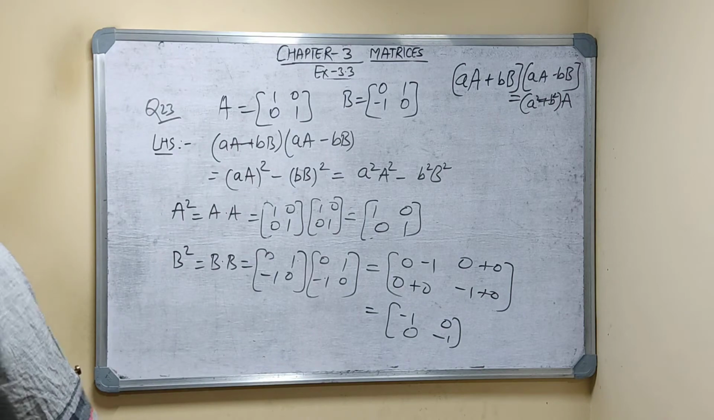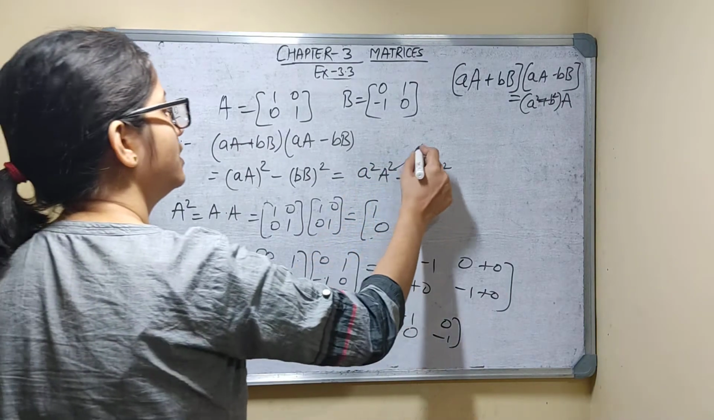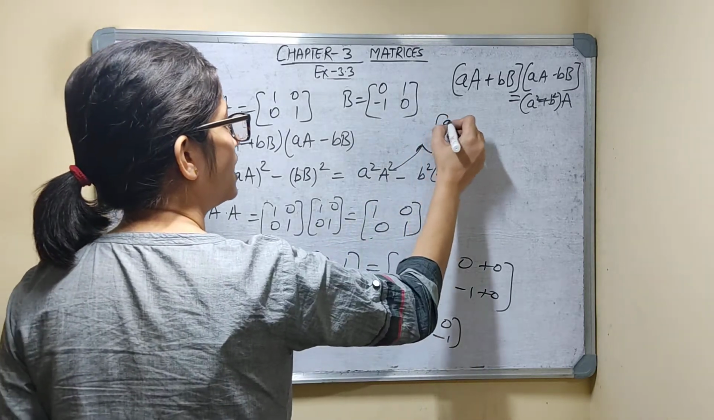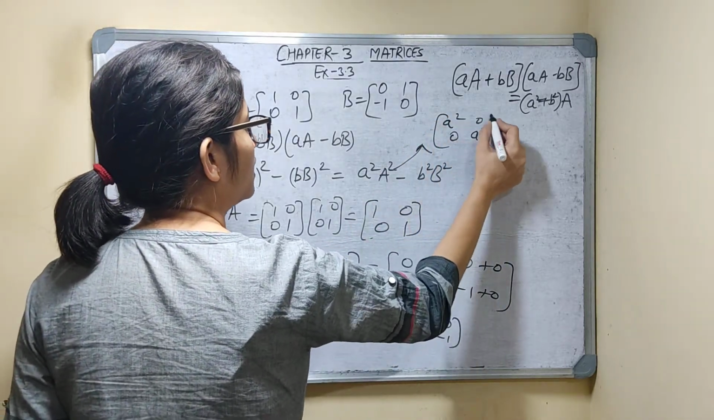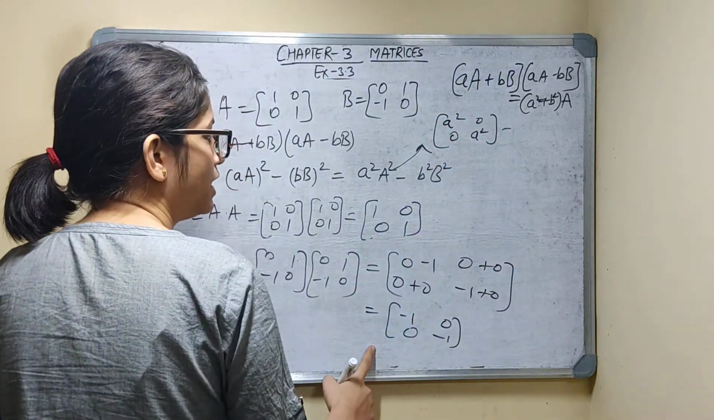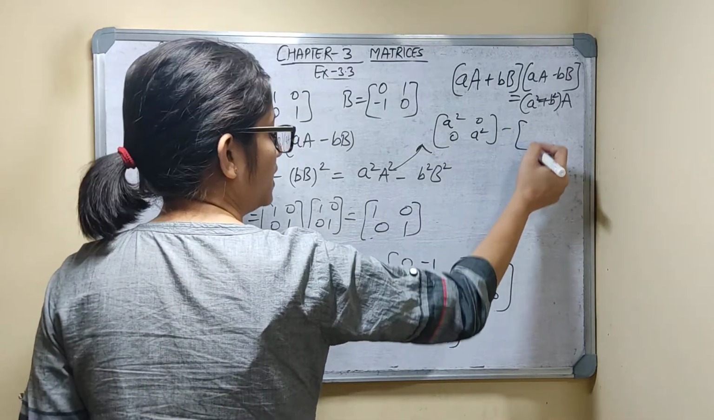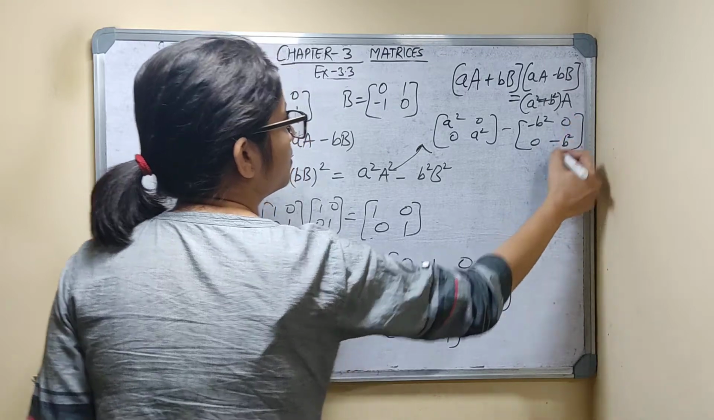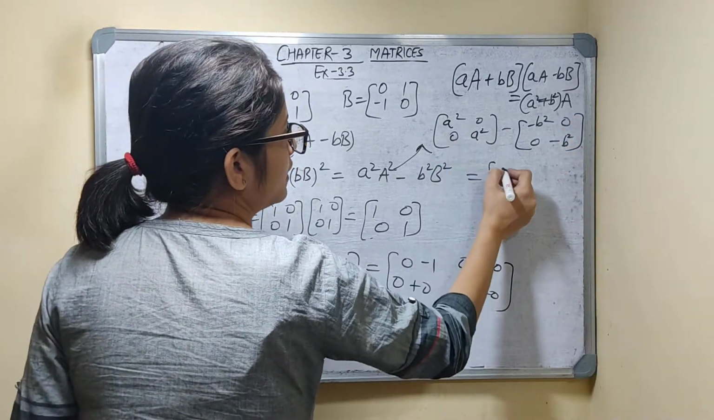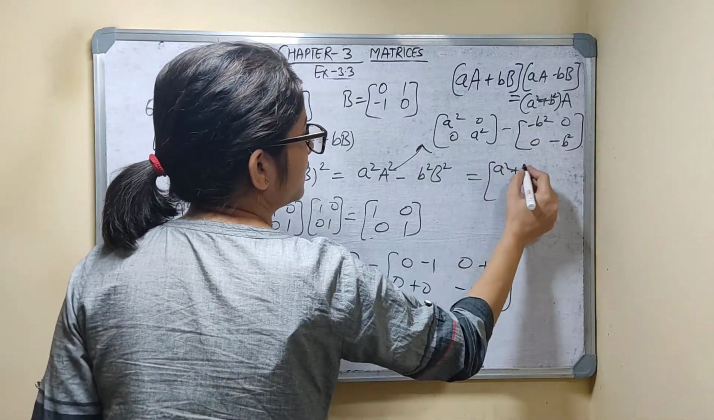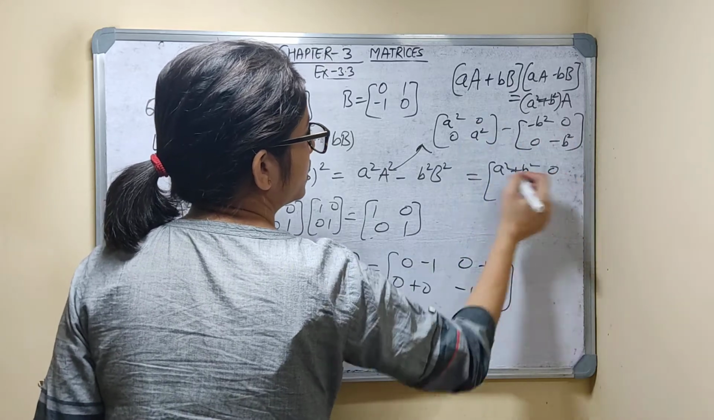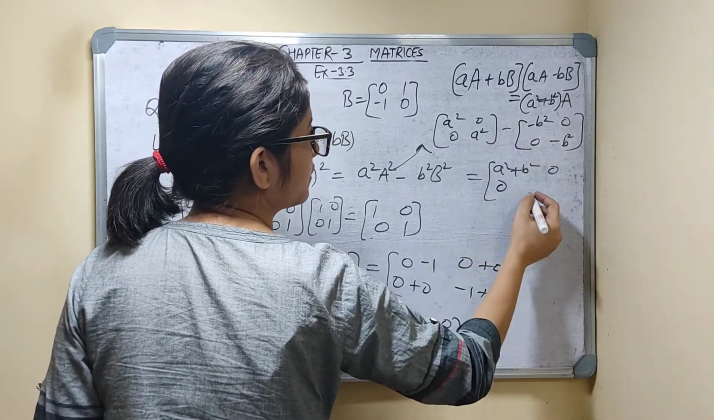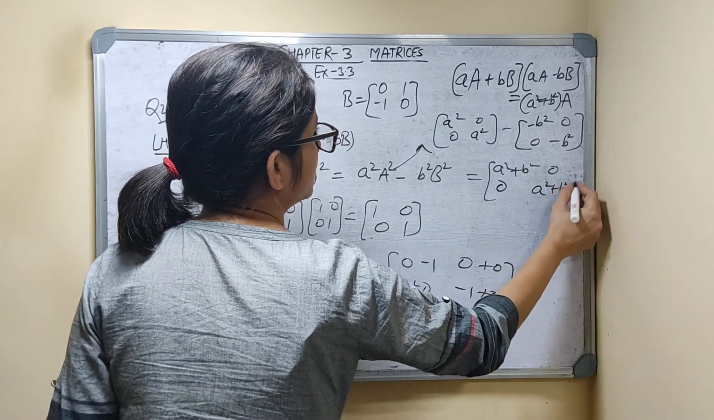So A square and B square both are there. You can substitute here. Multiply a square with A square, and minus b square with B square. So you get a square minus b square... the off-diagonal entries are 0 minus 0, and 0 plus minus 0, so 0. On the diagonal you get a square plus b square.